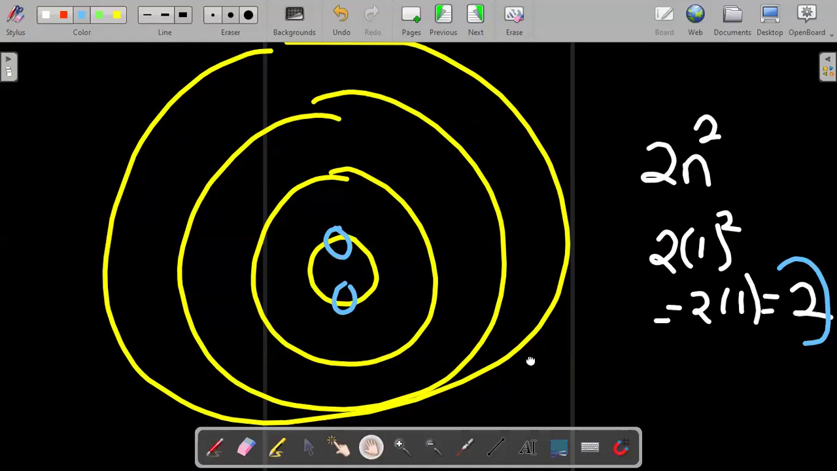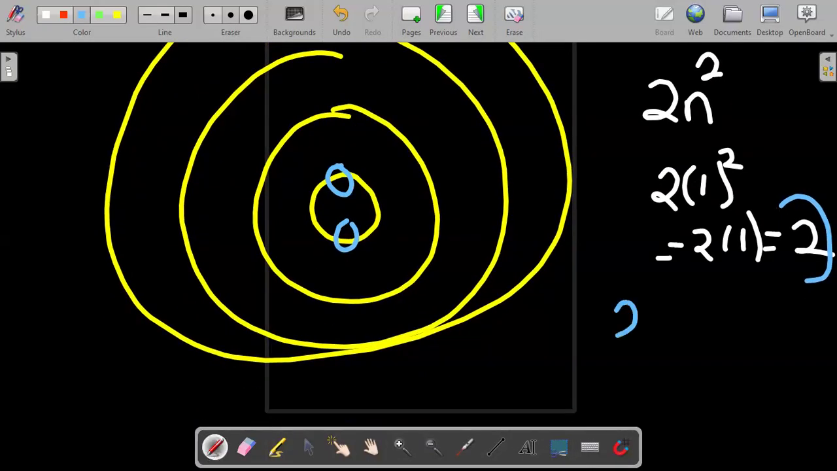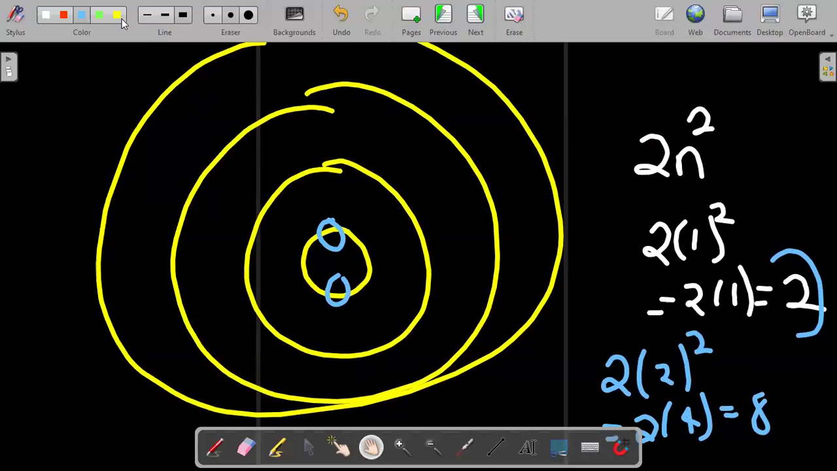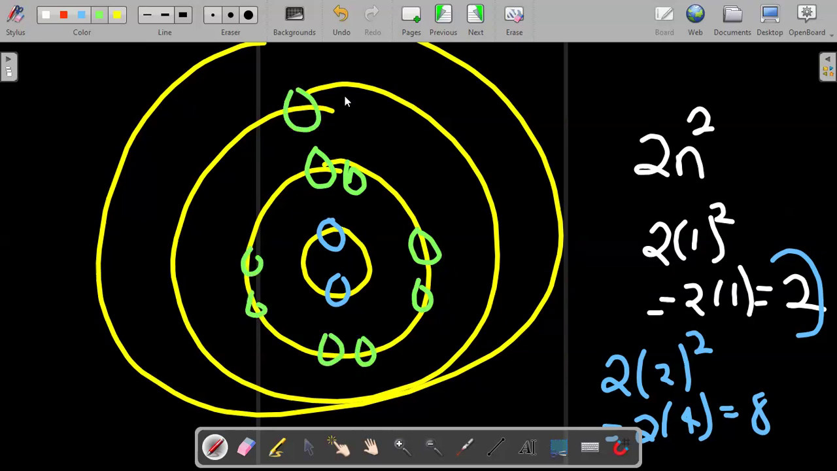Then if n is 2, what are we having? I'm going to have 2(2 squared). 2 squared is 4, which is 2(4). The result will be what? 8. That is why they said the second electron shell must contain 8 electrons. The same way, the third one is also 8 electrons. So this is what brings about electronic configuration.